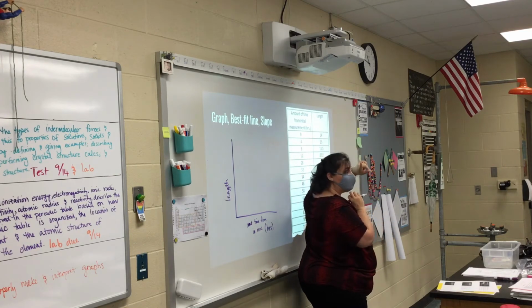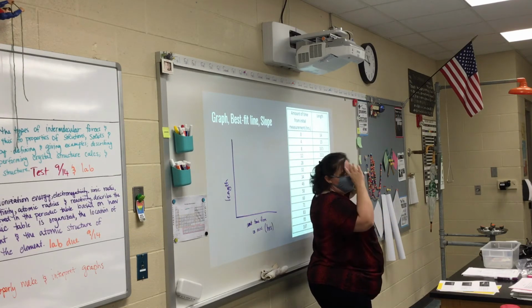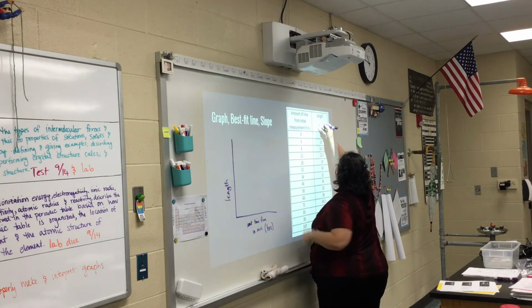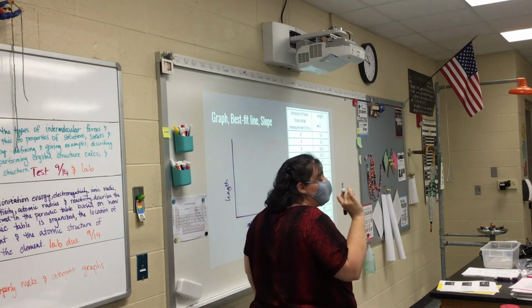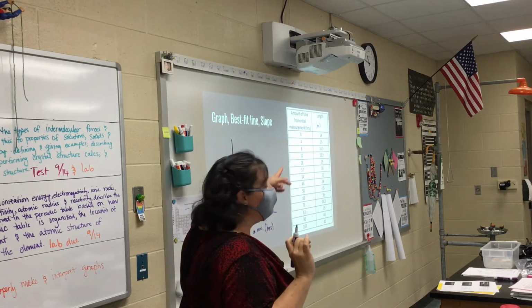We use the metric system. So it doesn't really matter which one you picked. I'm gonna go ahead and go with meters because it looks like that's what the majority of you use. But this is really important that you get your units on there.